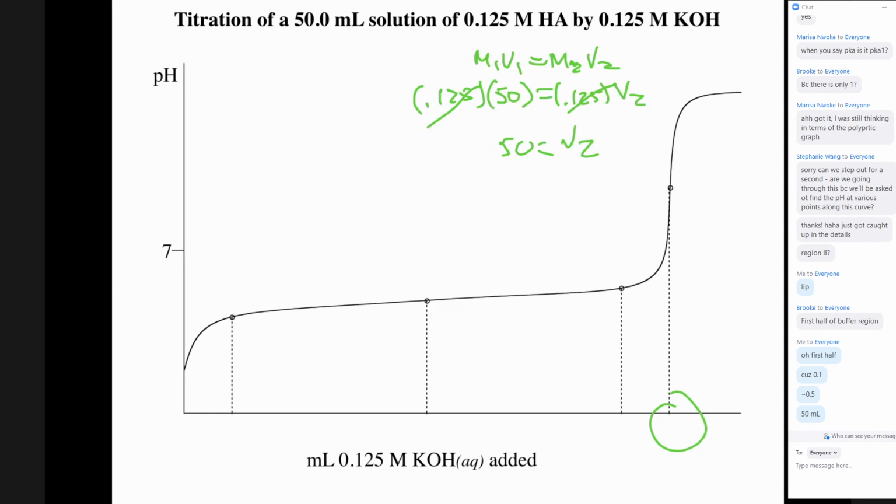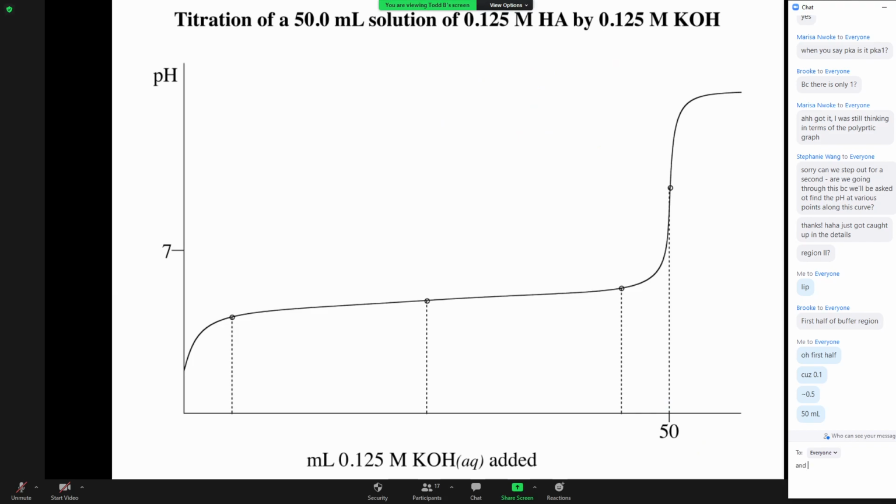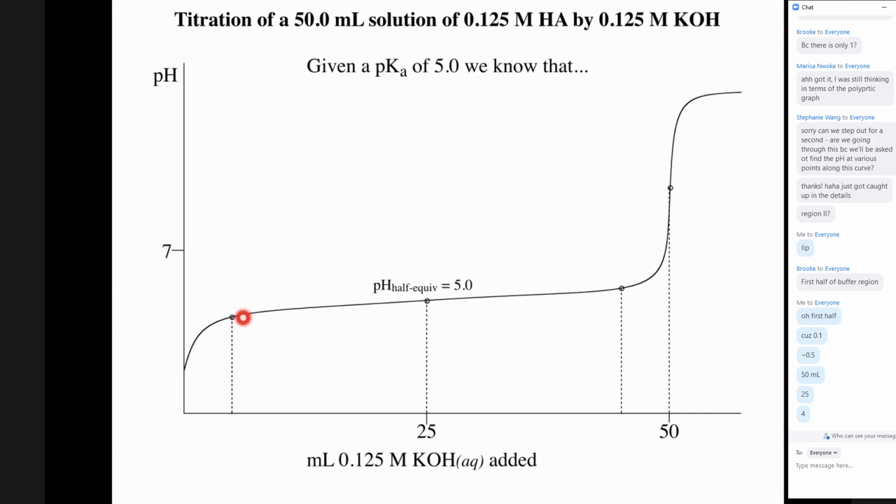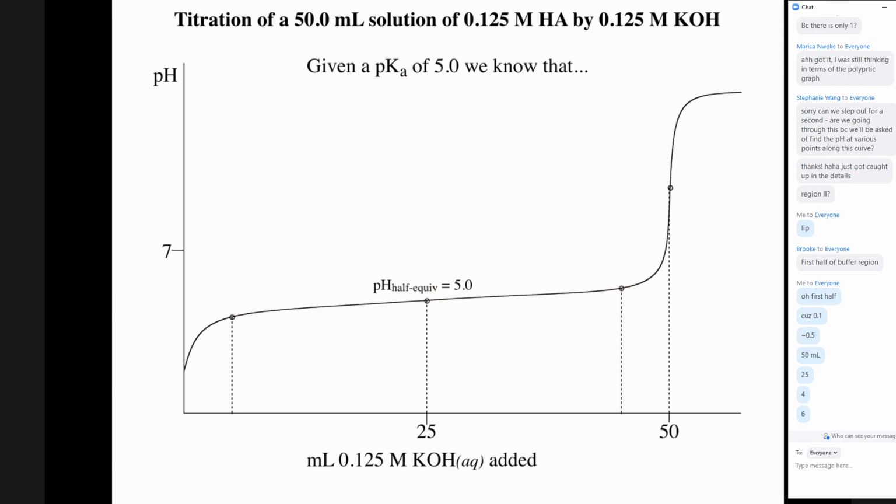Okay. Erasing in 3, 2, 1. I'm at 50. What is half of 50? 25. Perfect. So if they tell us, they have to tell us this, but if the pKa is 5, that means if I have 25, I'm at 5. What is 5 minus 1? 4. And what's 5 plus 1? 6. So the buffer region is from 4, 1 lower than 5, to 6.